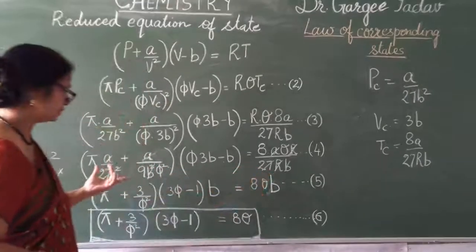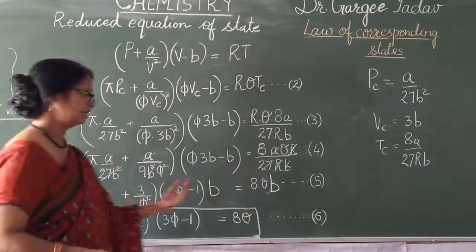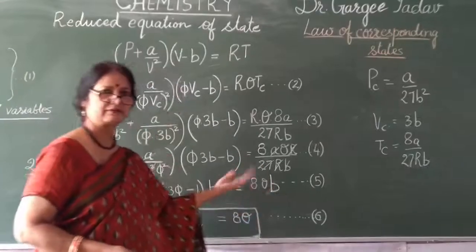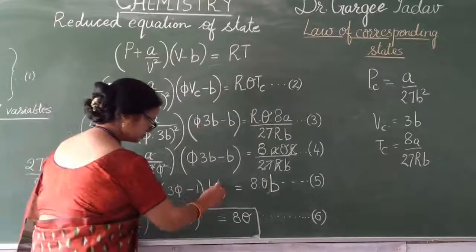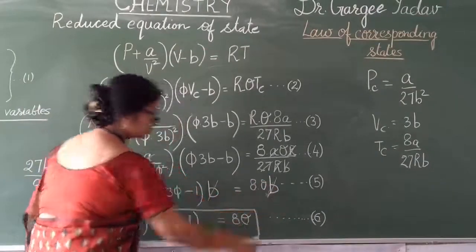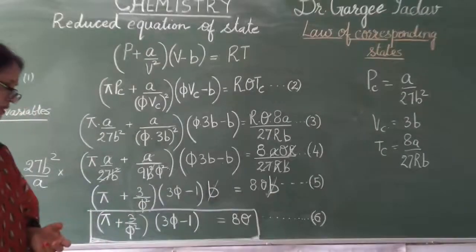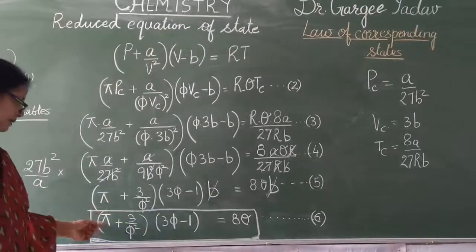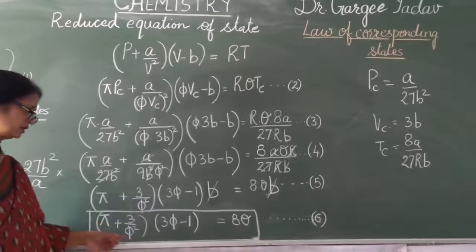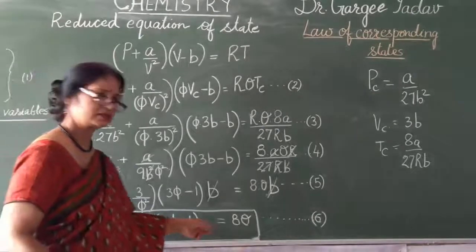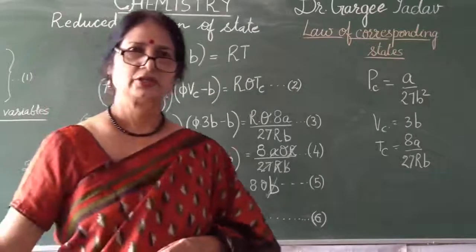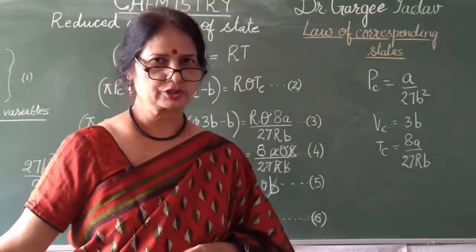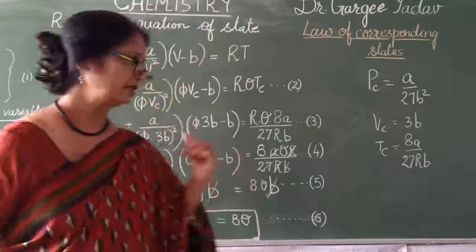Now as you can see, we have b on the left hand side of the equation as well as on the right hand side. This b also gets cancelled. So finally we get equation number 6, which is 5 plus 3 upon 5 square into 3 5 minus 1 is equal to 8 theta. This equation number 6 is known as the reduced equation of state.